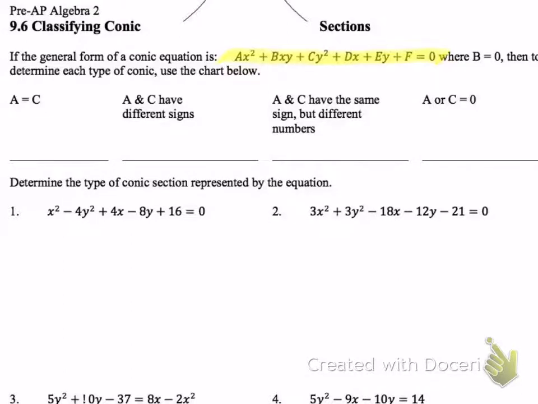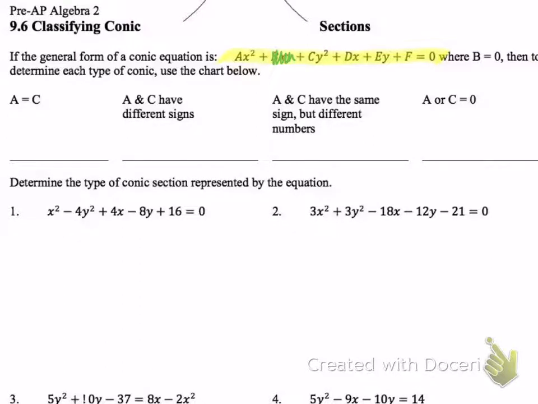Then, b is always equal to 0. So you'll never have this term right here. You'll never have an x and a y together, because there are no conic sections that have x, y together. Why do they have that? Just to say that b equals 0. It's like the formal way to say it.